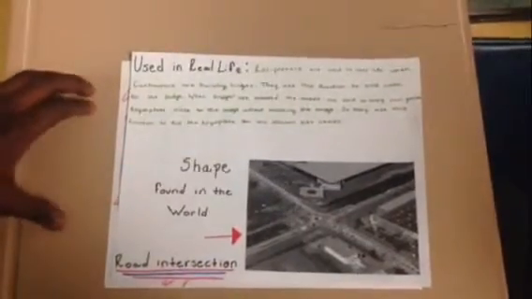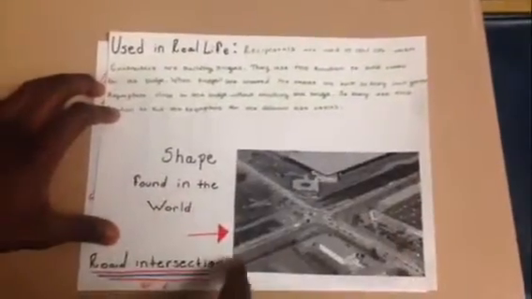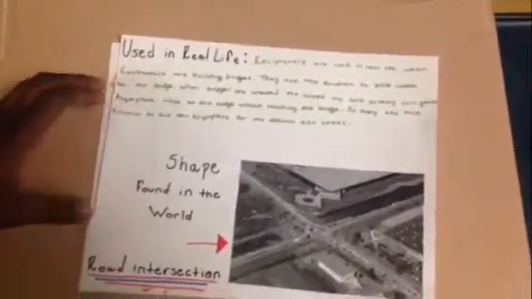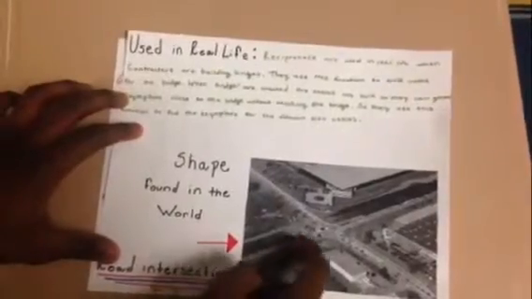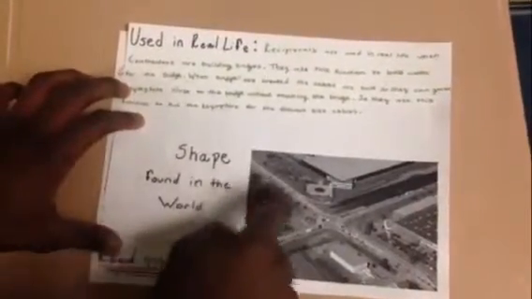Shape found in the world. We use a road intersection. Based on this road intersection, the points right here and right here are the reciprocals because it is always going negative on this road right here.